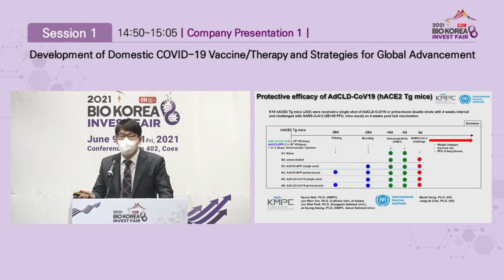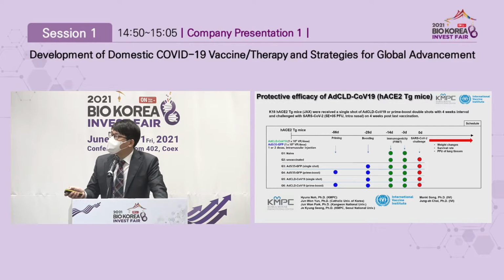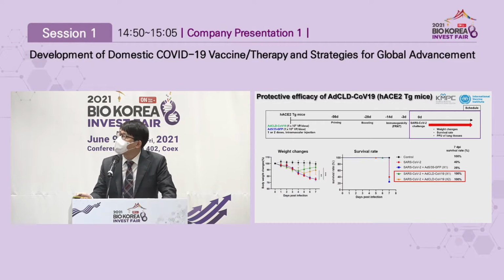Based on the research results, we conducted a protective efficacy study, and we used a transformed mouse strain. After vaccination, we exposed the animals to COVID-19 and observed the reaction. There were control groups of vaccine 1 and vaccine 2, and depending on the number of dosages, we checked if there were any significant differences.